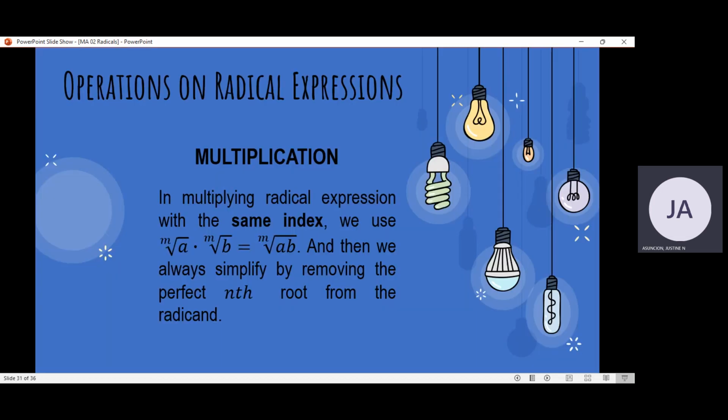And then second to the last one, we have the multiplication. Here we have the multiplication. So again, same index, and we need to use this law: the m root of a times the m root of b is the m root of ab.